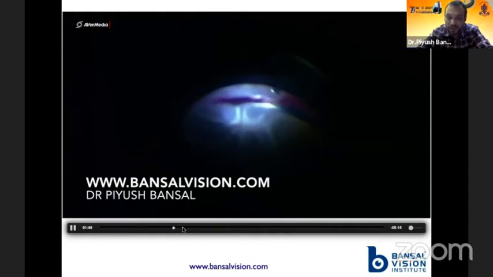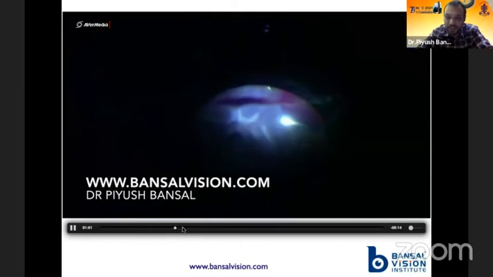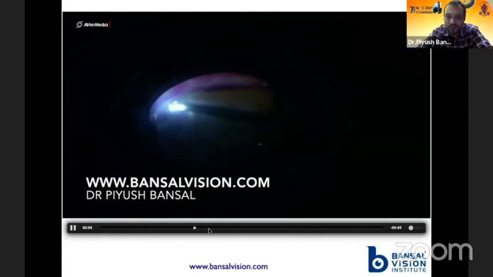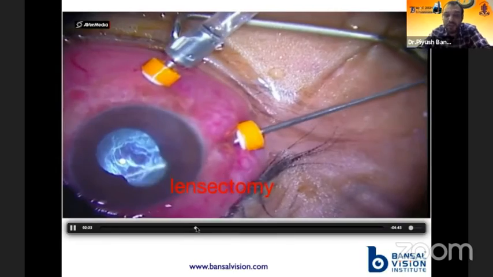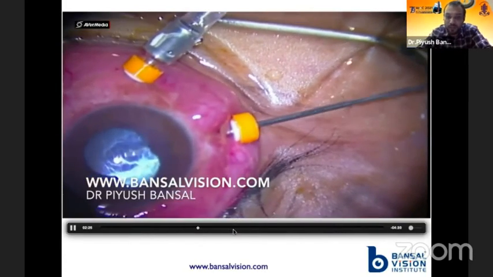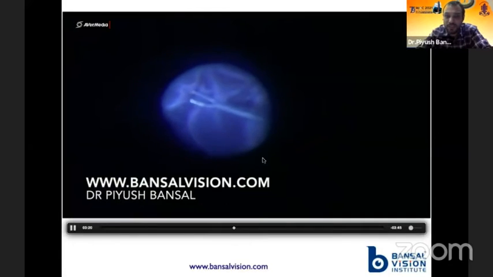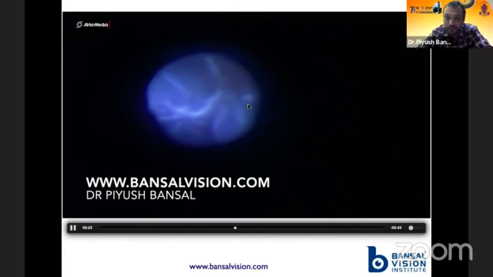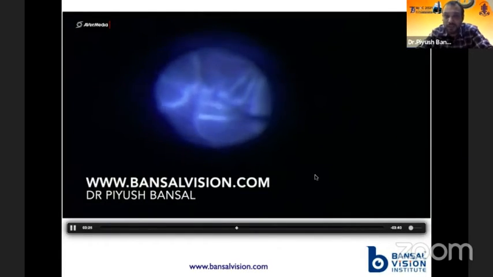So this patient had a traumatic retinal detachment. The cataract wasn't much, so I went in and initiated the vitrectomy. However, the visualization wasn't that great, so I decided to do a lensectomy as well. Post lensectomy, the visualization definitely improved. However, there was still a certain amount of corneal edema.